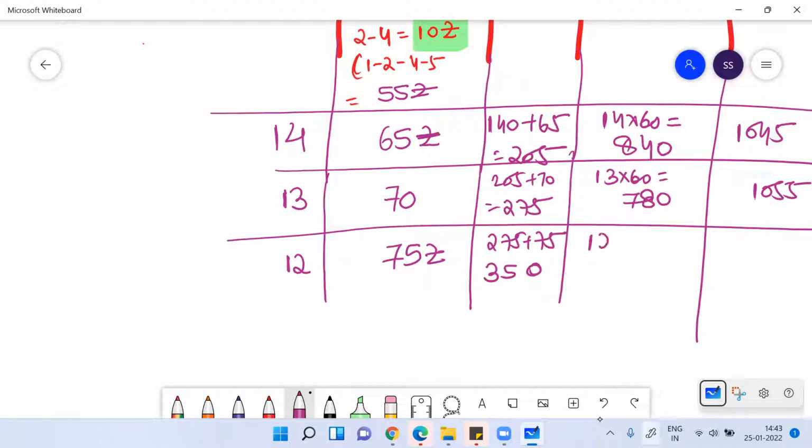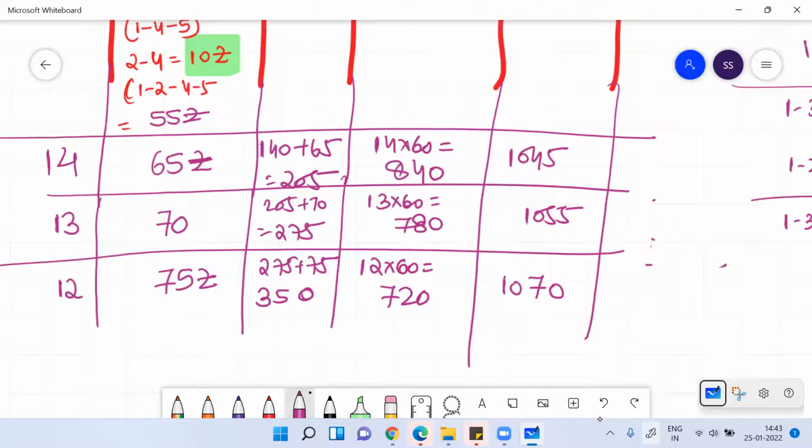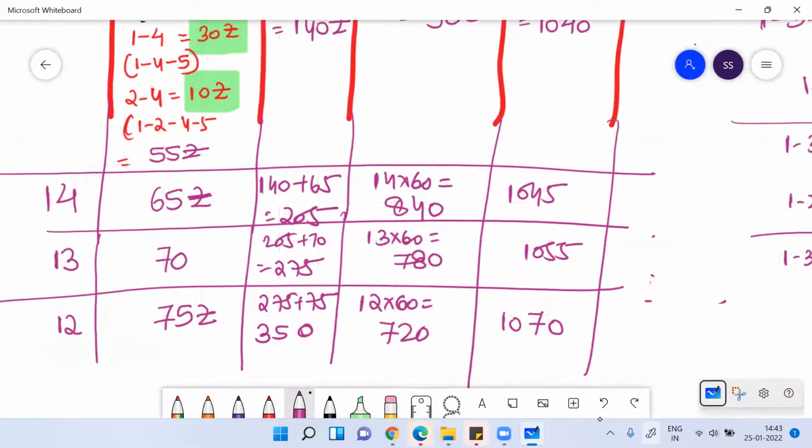Okay, this is 12 into 60. This cost will be 720 rupees. 720 plus 350, this will be 1070. You can see this now starts increasing.